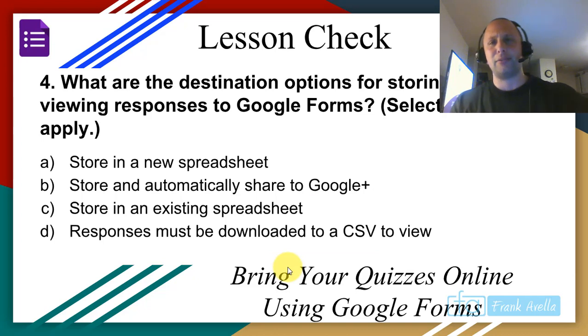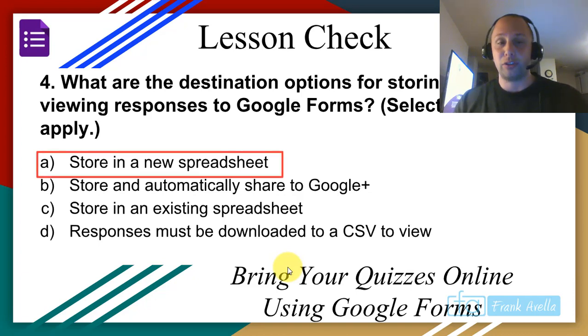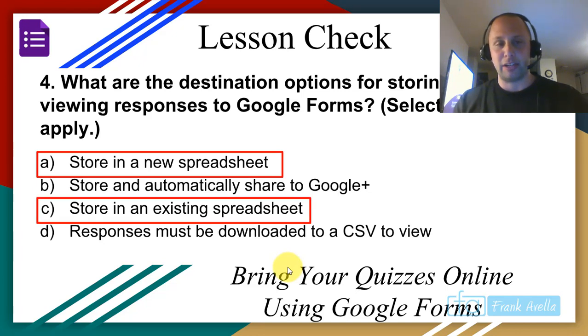What are the destination options for storing and viewing responses in Google Forms? When you want to store it, where can you send it? We said you can store it in a new spreadsheet or an existing spreadsheet. Those are the only two that I showed you.